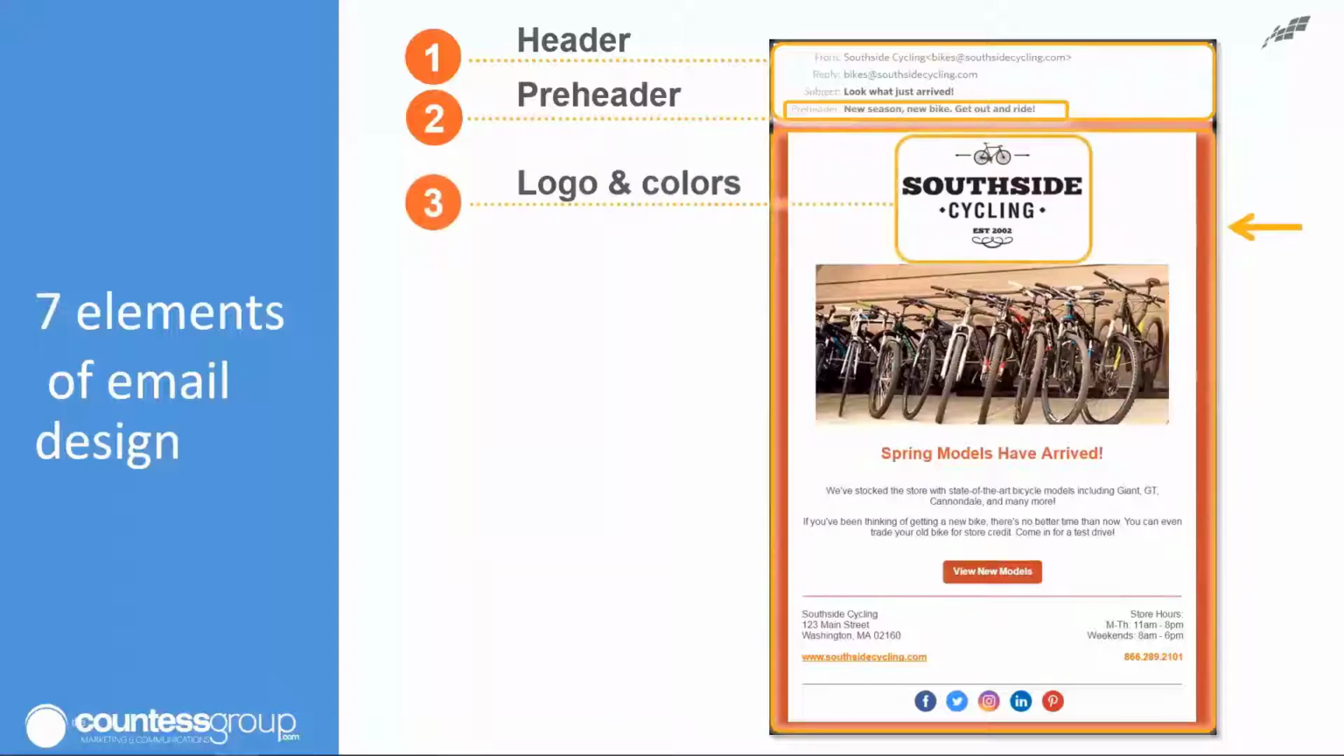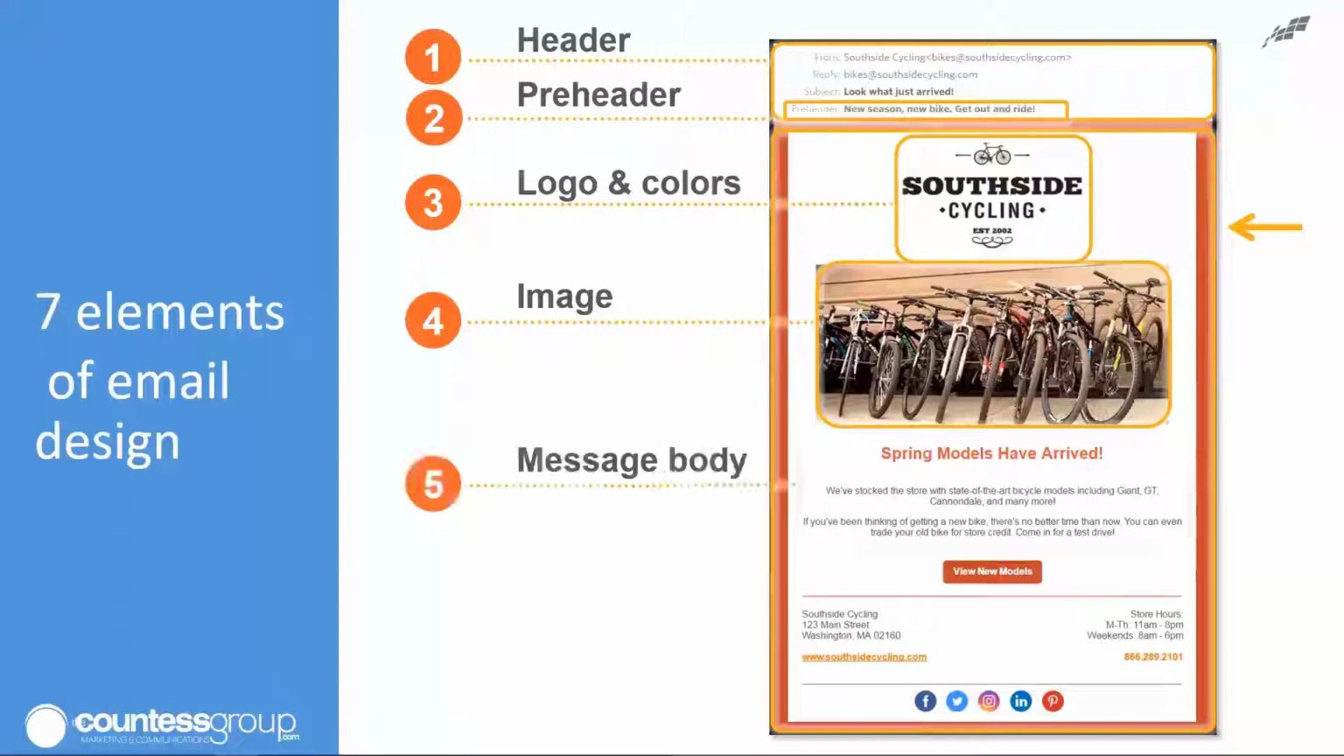Third is your logo and your company colors. These will be used to reinforce your brand and make it easy for people to recognize your business. Next, you'll need to include an image to support your message. This image will be used to entice your readers to take action. Number 5 is the message body. This contains information about your offer and how it'll benefit your audience.